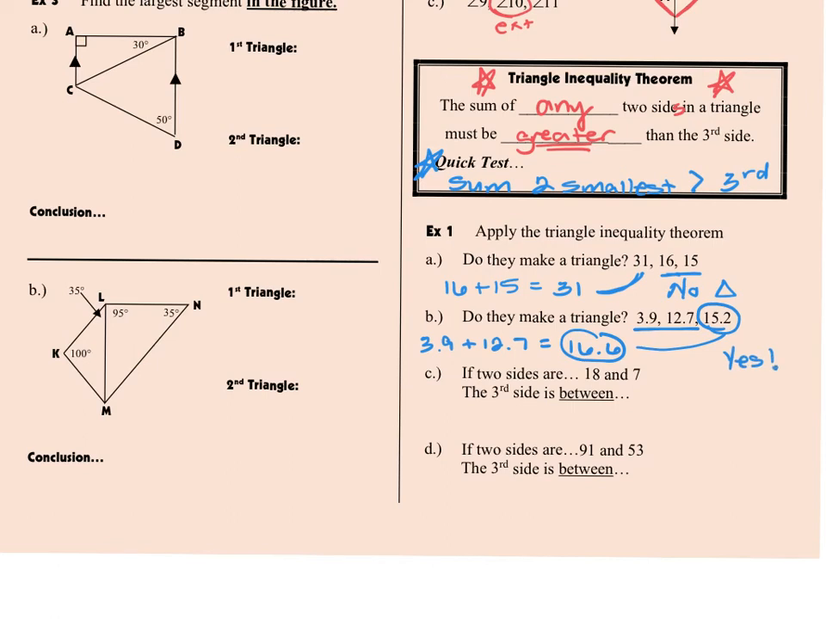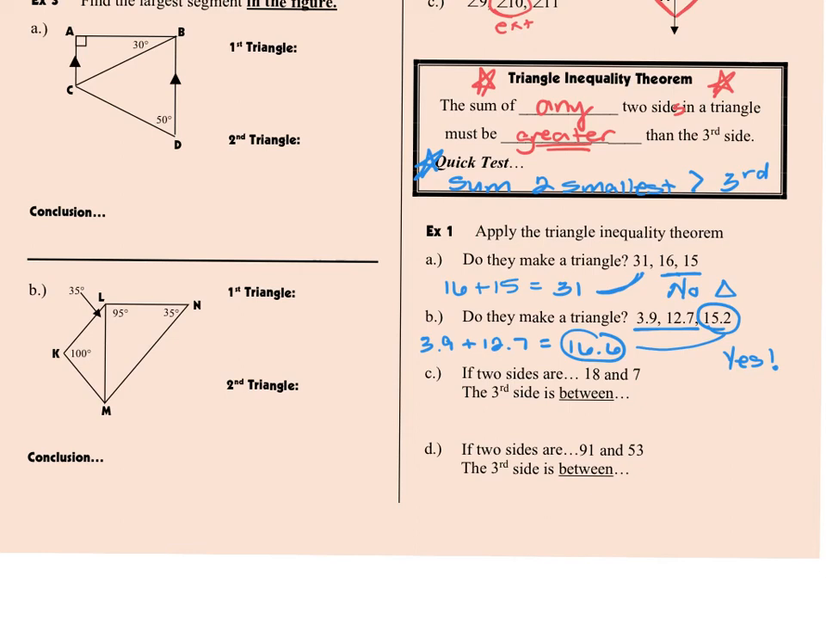Now, the last one that we're going to do is, what if I only give you two sides and you have to find the third? The third one then has a range of possibilities. So we want to find, what are all the possibilities for that third side if I know that two of them are 18 and 7. Now, the shortcut for this one, and again, I have an activity that we can do if you need a little bit more on this.